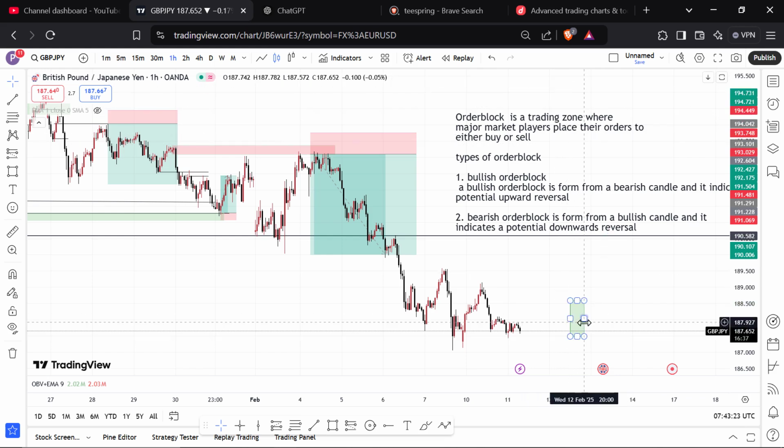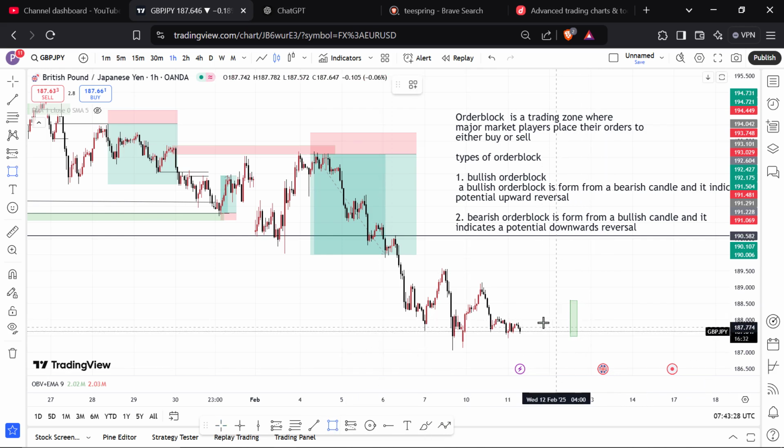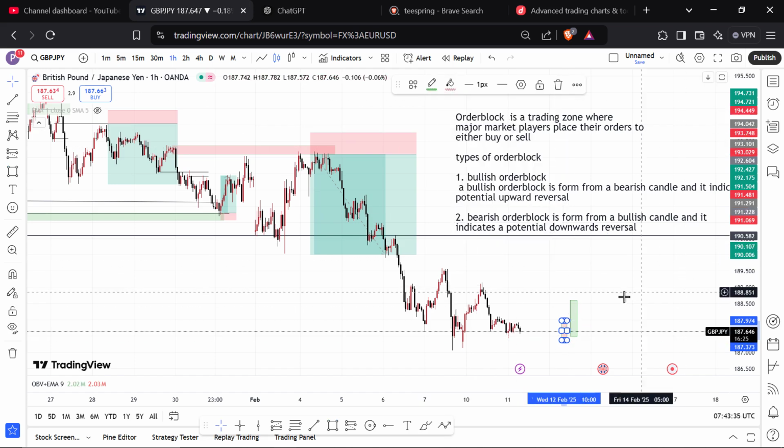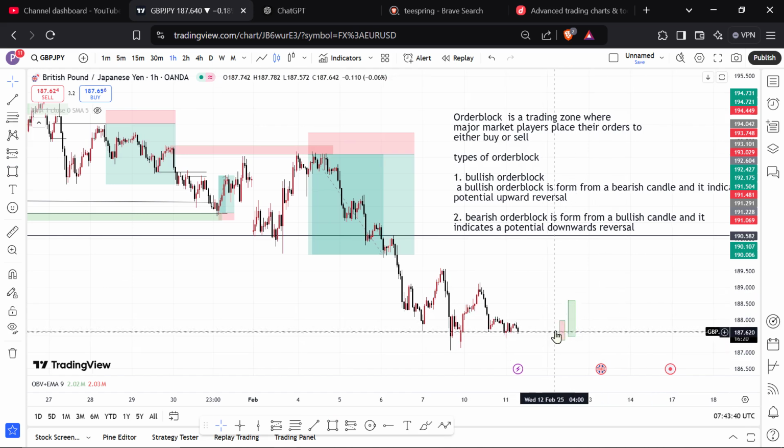So this is a bullish order block, right? The next candle must engulf. So this candle engulfs the other one. This one has a wick, but you just understand that the next candle engulfs the bearish candle. So this candle is a bullish order block. A bullish order block forms from a bearish candle.